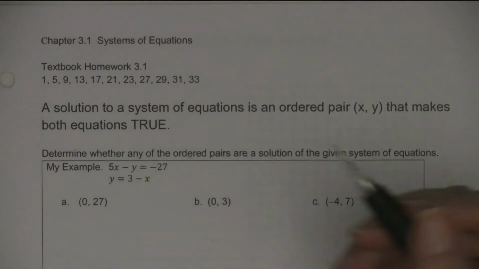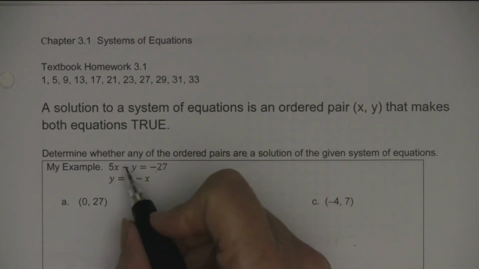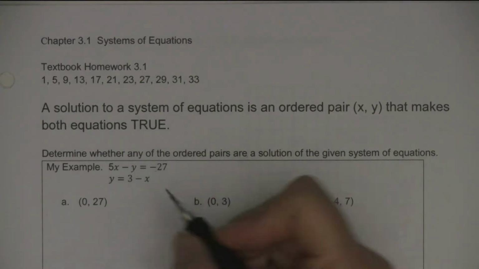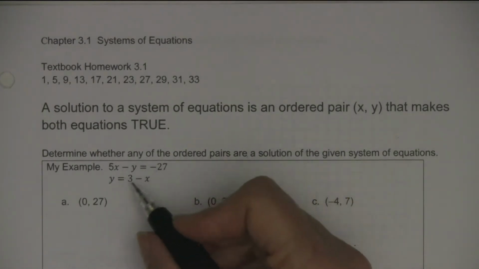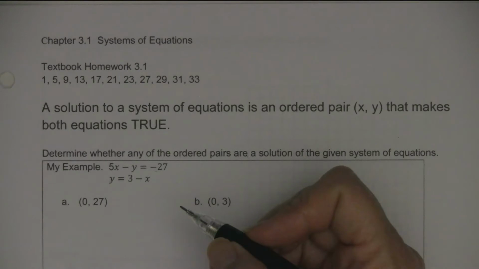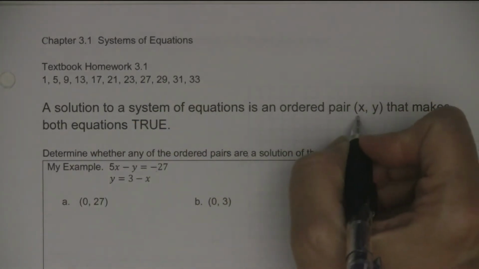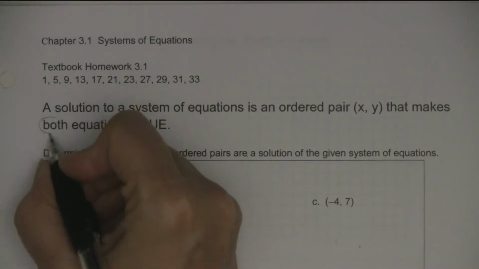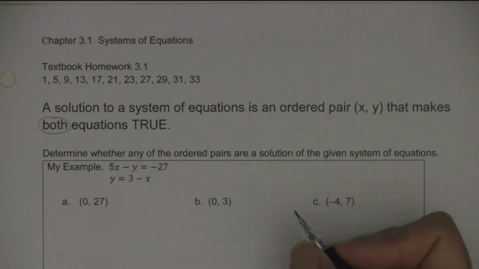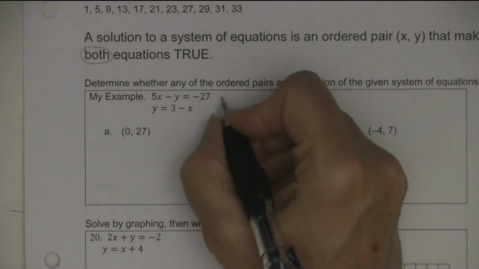So Chapter 3 talks about systems of equations, and what a system of equations is. This is an example of a system of equations. It's got 2 equations in it and 2 unknowns. Also, a system of equations could have 3 equations and 3 unknowns. And the solution to a system of equations is an ordered pair. When you have 2 unknowns, it'll be an ordered pair that makes both equations true. It's not good enough to make one of the equations true. You have to make both of the equations true.